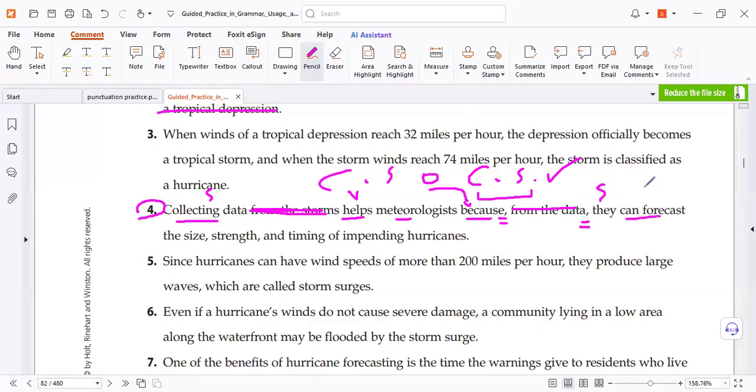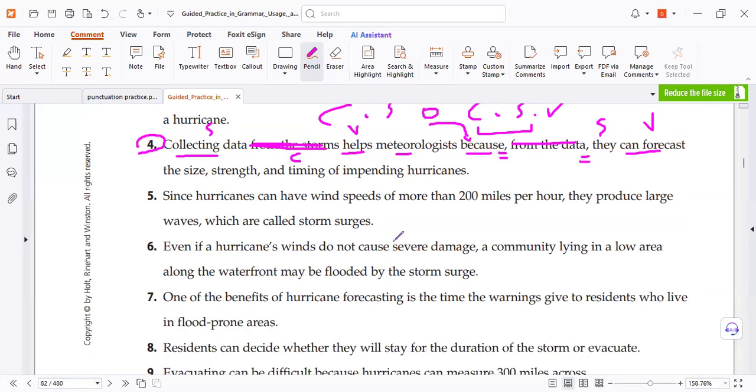So subject and verb, and then check: can forecast the size, strength, aiming, the rest complements. So we have two clauses. Yes, we have a subordinated conjunction. We don't use a comma before the subordinated conjunction, except for one exception. Later we'll discuss it.